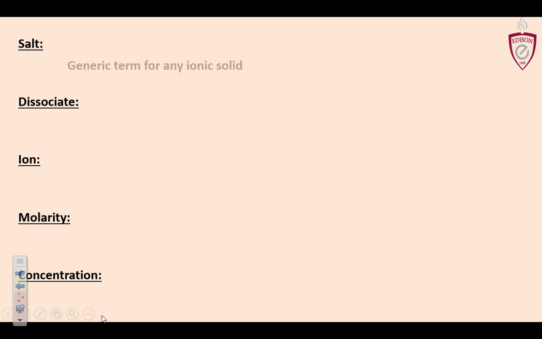So what's a salt? A salt is a generic term for any ionic solid. It is one of the two products of a neutralization reaction. You'll see how it goes, soluble or not. They're similar to just double replacement reactions, but not quite. You'll see really how it works when we get there.